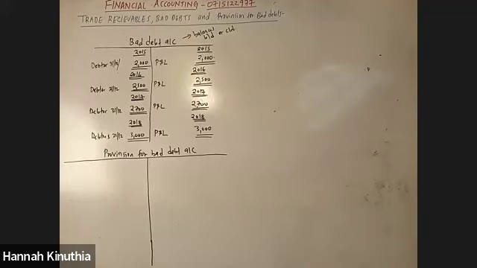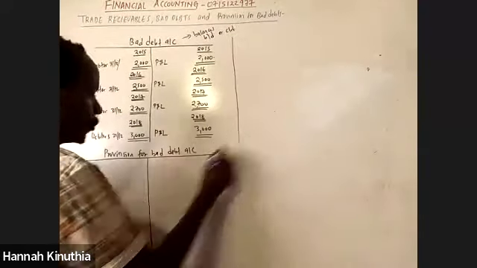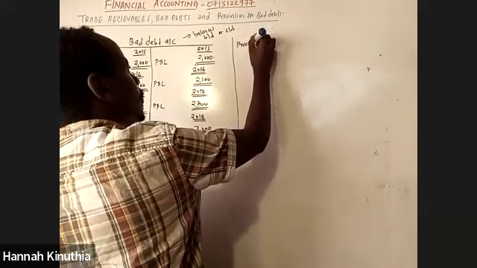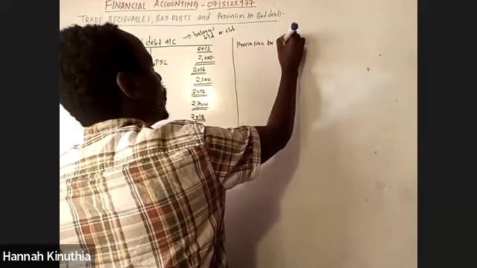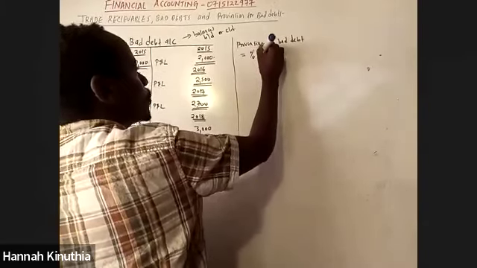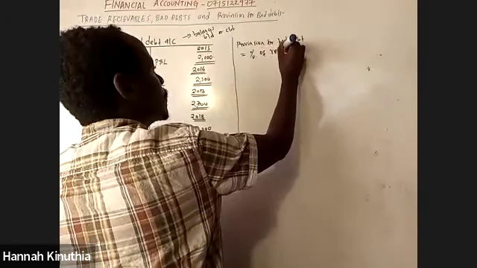Okay, so let's go to the provision for bad debts. Before we do the provision, we need to know if we have an increase or a decrease. Now, how do we get the provision? This is the working first before we do the items. To get the provision for bad debts, it is equal to the percentage multiplied by the receivables.